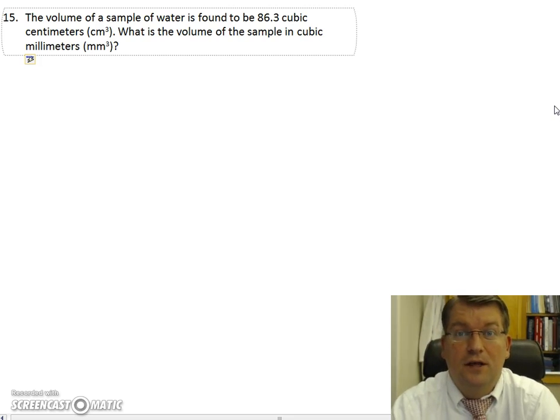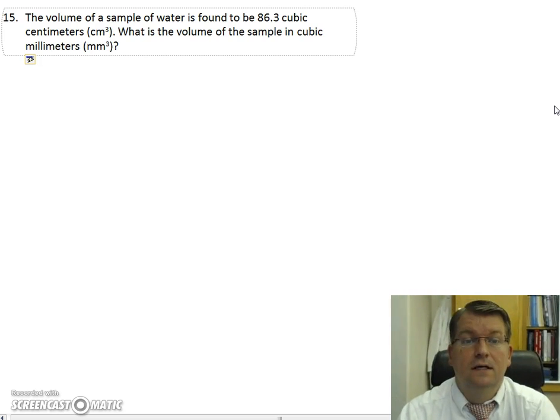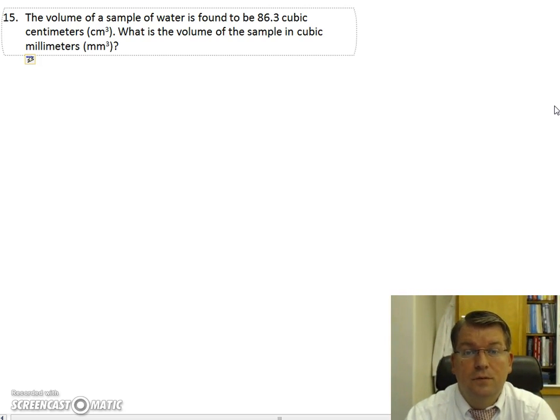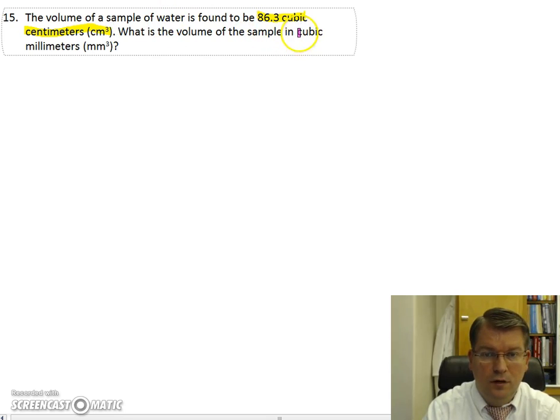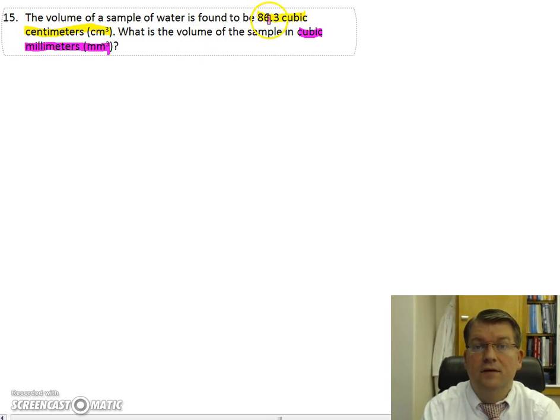Alright, so I'm going to help you with the hardest problem on the entire assignment. I didn't help you with all of them, but you can at least know that you've got help on this hardest one. Okay, so let's go ahead here and highlight what we know. It's the 86.3 cubic centimeters. And we're going to highlight what we're looking for here. Cubic millimeters. So this is my given, and this is my find.